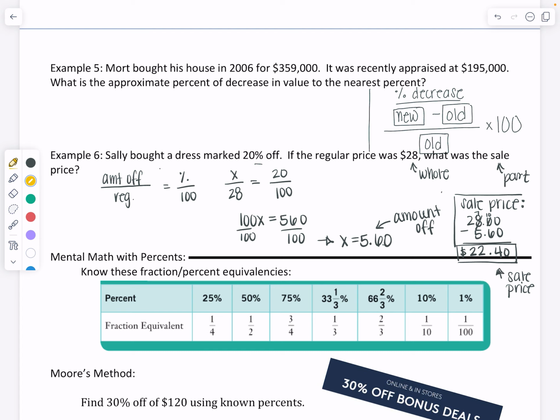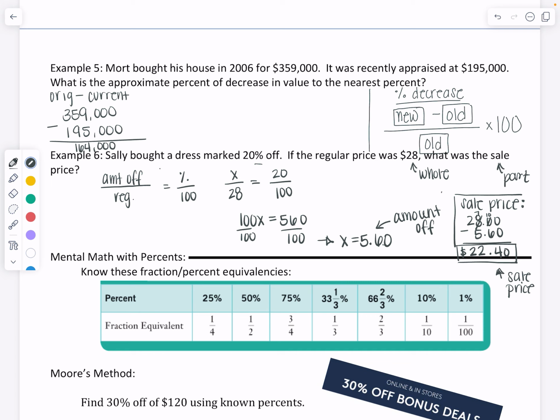So what we need to do is set up a proportion to find the percent decrease. The first part with percent decrease is that I need to find the change. So it originally was original minus current. It originally was $359,000 minus the current value, $195,000. And when I subtract those, I get $164,000. So that's the change in the house value.